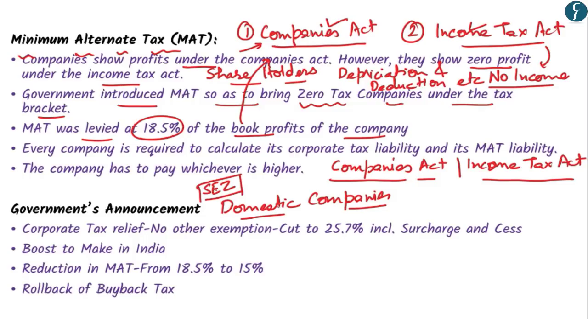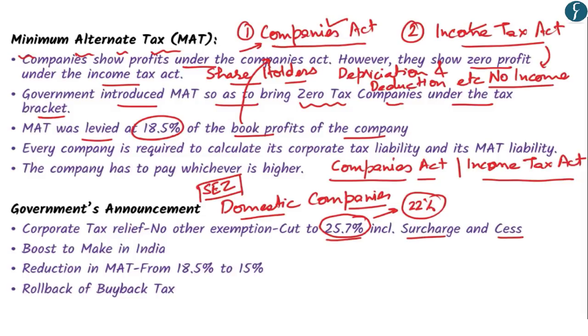The effective tax rate for domestic companies will now be 25.7%. We have seen this already in the table, and this will include surcharge as well as cess. So the government has reduced the rate to 22%, and once we add the surcharge and cess, it should not be higher than 25.7%. The second important aspect is the boost to Make in India.